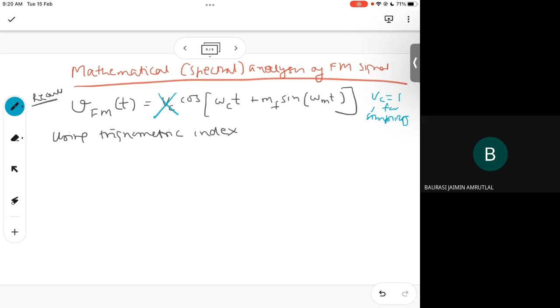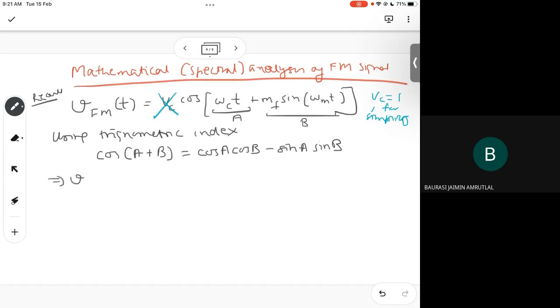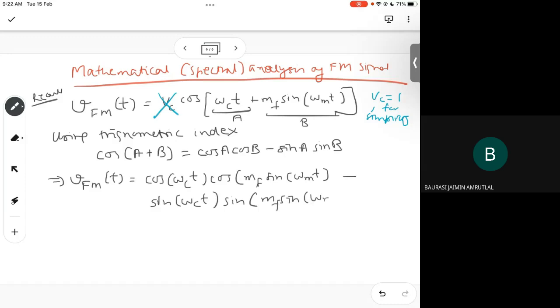Now, if I use the trigonometric identity, this is the form of cos(A plus B), and cos(A plus B) is cos A cos B minus sin A sin B. In this case, the first term becomes my A and the second becomes my B. So V_FM(t) could be written as cos omega_c t times cos(mf sine omega_m t), that is the first term, minus sine omega_c t times sine(mf sine omega_m t).